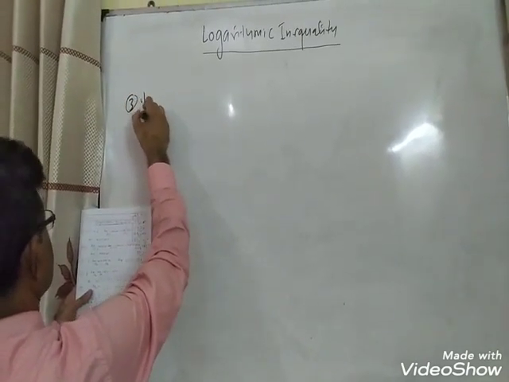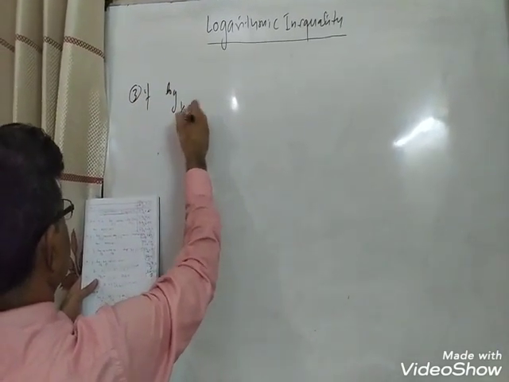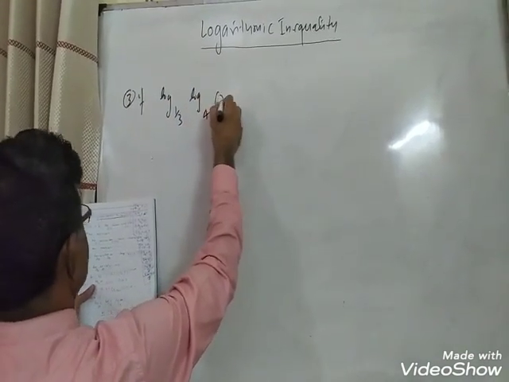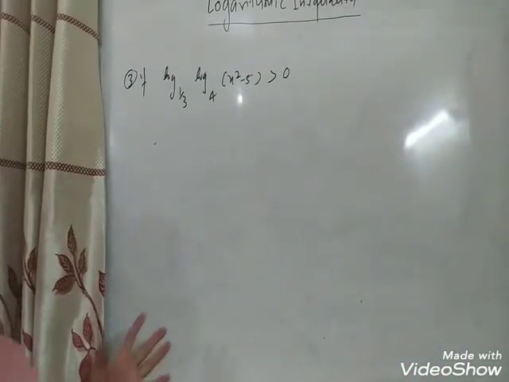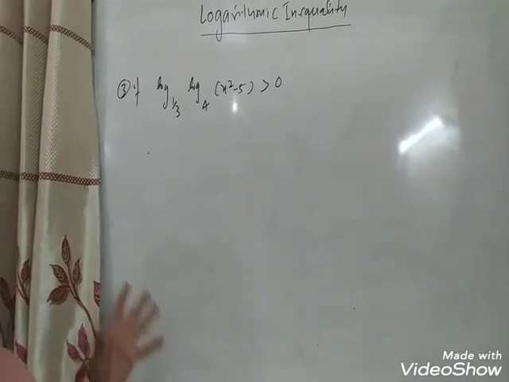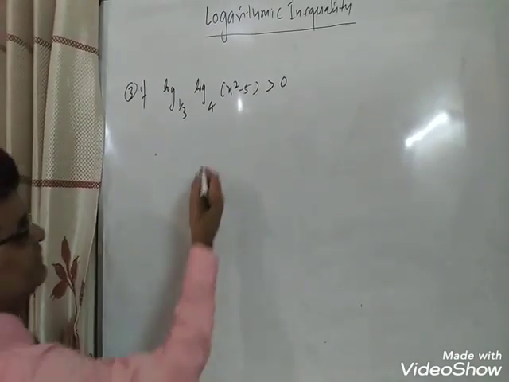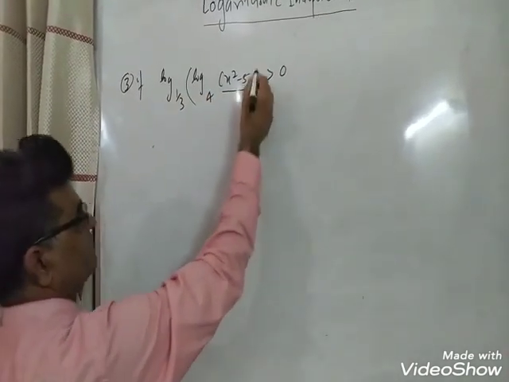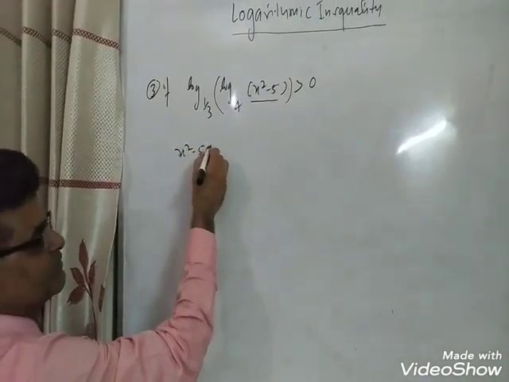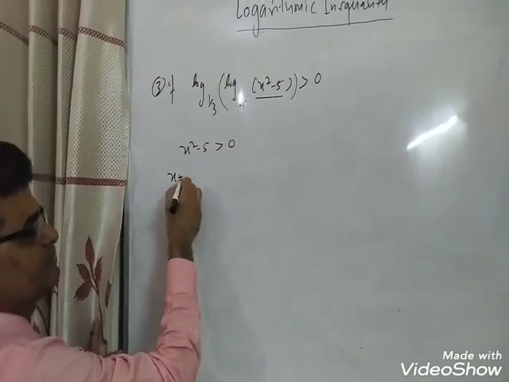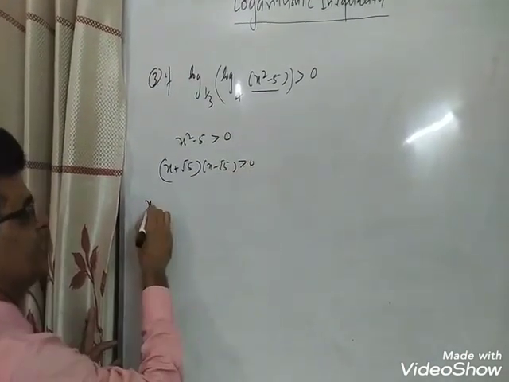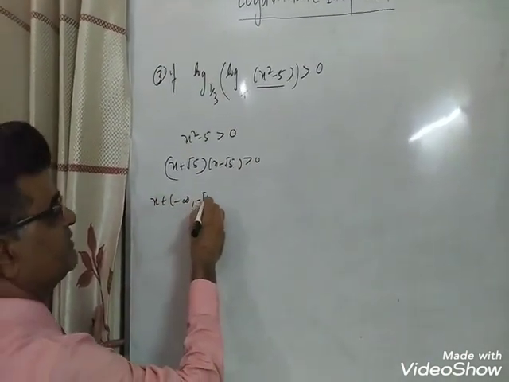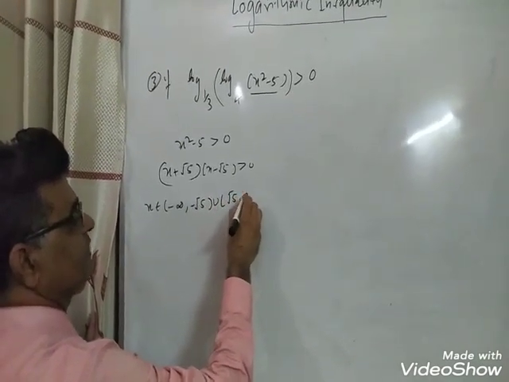If log base 1 by 3 of log base 4 of (x square minus 5) is greater than 0. Now, before solving this problem, we have to understand the criticality of this question and what factors we have to look at. You see that this is the index of this logarithm, so x square minus 5 should be greater than 0. It means (x plus root 5)(x minus root 5) should be greater than 0. It means x is from minus infinity to minus root 5 union root 5 to infinity.